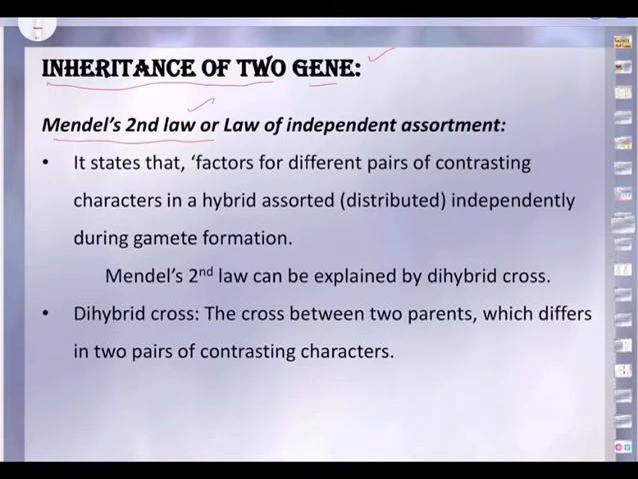So what does it say? It is related to Mendel's second law. As we discussed in our previous sessions, we were talking about Mendel's work, and Mendel formulated all the work that he has done into 3 laws.